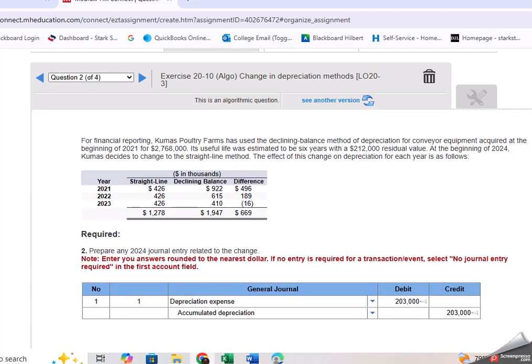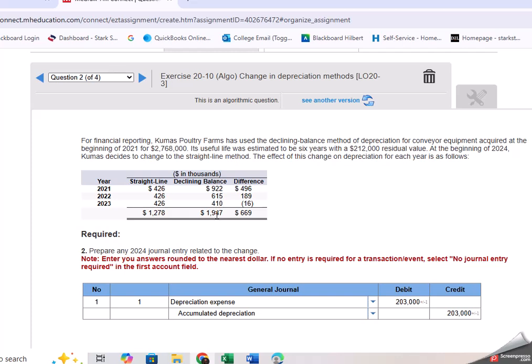Then we change our depreciation methods. So our depreciation, we're going from, they're using the declining balance method of depreciation on an asset that was acquired at the beginning of 2021 for $2,768,000. It has a useful life of 6 years and a $212,000 residual value. At the beginning of 2024, they decided to change to the straight line method.